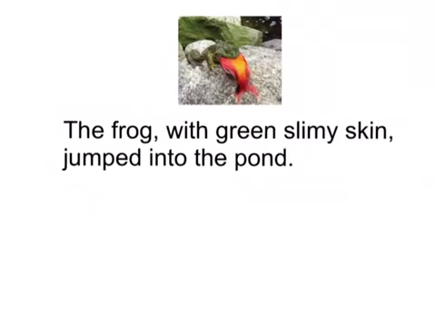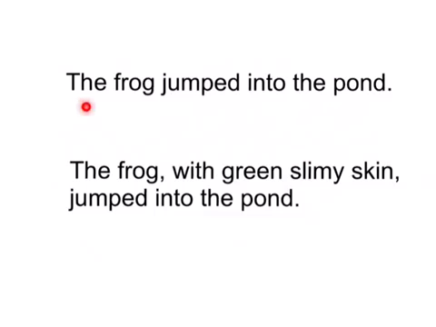You can see that I've chosen to drop in the chunk with green slimy skin. The frog with green slimy skin jumped into the pond, and here are the commas around that chunk of information that I've dropped in. So our original sentence, the frog jumped into the pond, yeah, it's okay. But in our new improved sentence, the frog with green slimy skin jumped into the pond. That's much better. Now, it's going to be your turn to practice dropping in chunks of information to supersize some sentences.